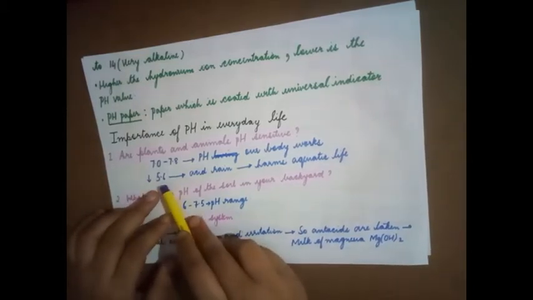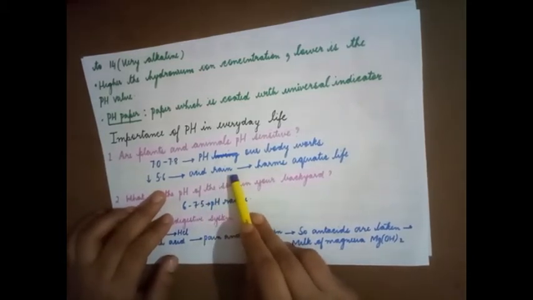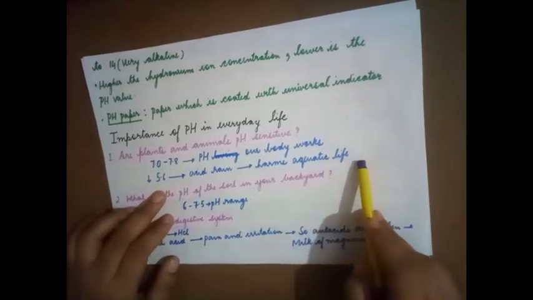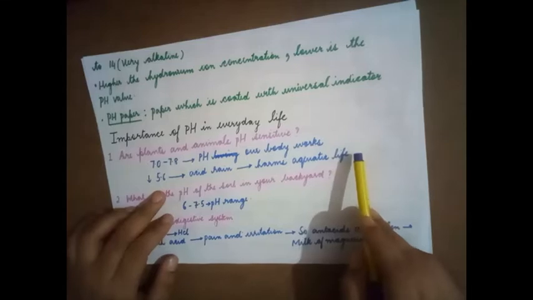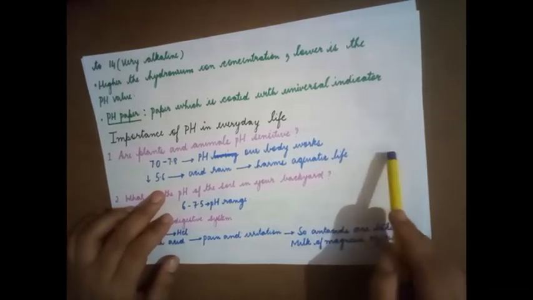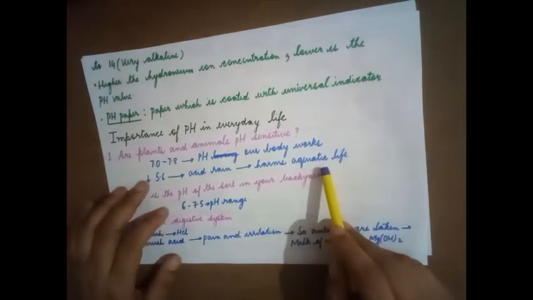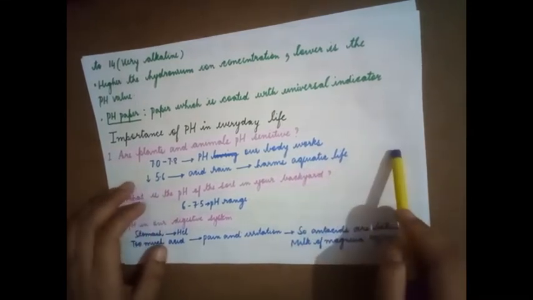Now, when the pH is less than 5.6, it is known as acid rain. It harms aquatic life. It dissolves the shells. If shelled organisms are present in an aquatic habitat, it dissolves the shell and it burns the skin of the aquatic organism.